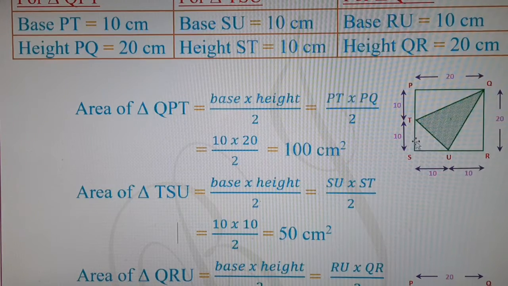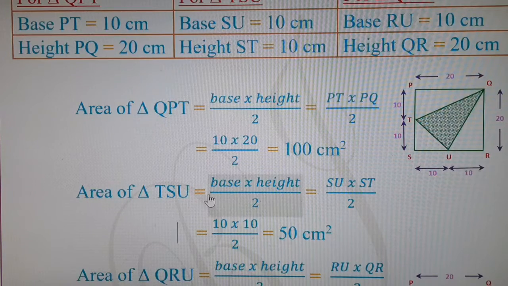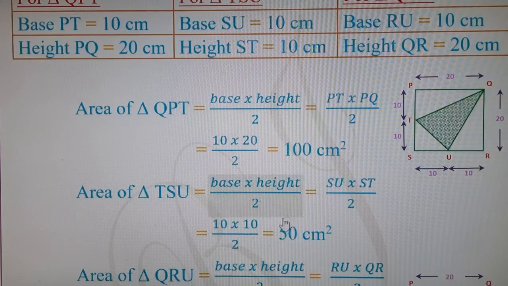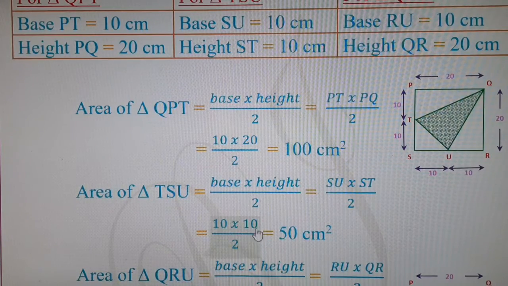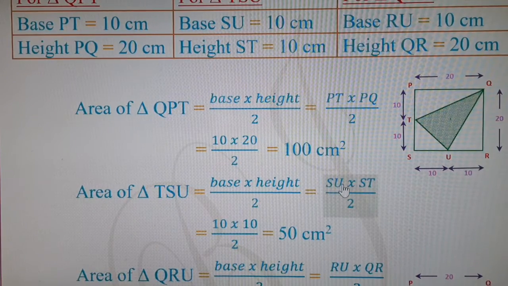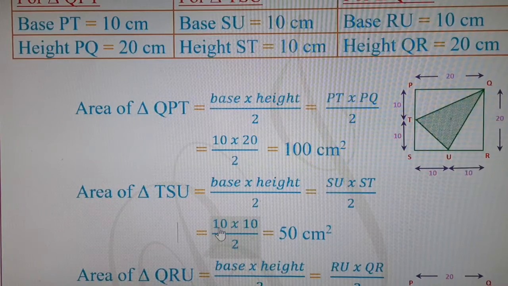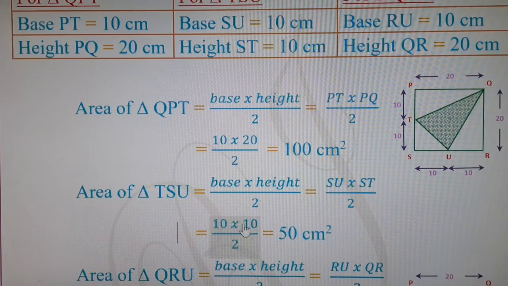Similarly, we'll find the area of the second triangle. The second triangle is TSU. To find its area, we'll use the same formula, that is base into height upon 2, where base is SU and height is ST. Base is SU, that is 10 centimeters, height is ST, that is 10 centimeters. So we'll substitute the value of SU as 10 centimeters and ST as 10 centimeters, and then multiply 10 into 10 upon 2.